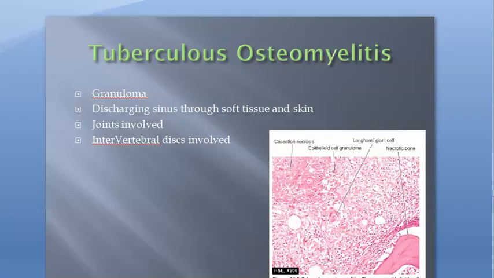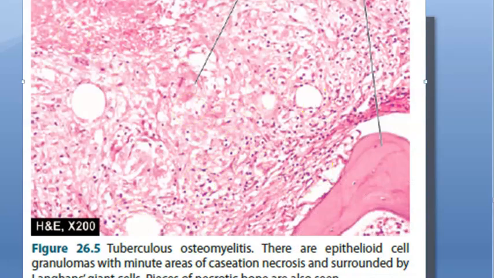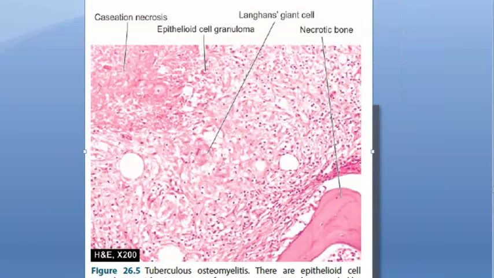What will you see in the microscopy in these? You will see caseous necrosis, right? That's what they are showing here. You will see the caseous necrosis, the epithelioid cells, and the giant Langhans cells, etc. The standard granuloma of tuberculosis you will see.